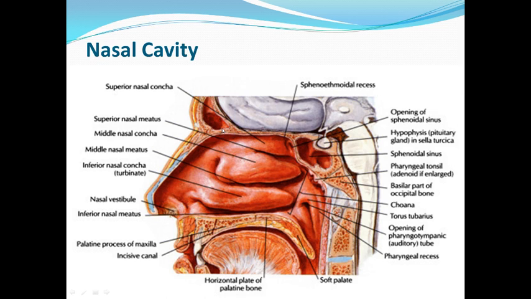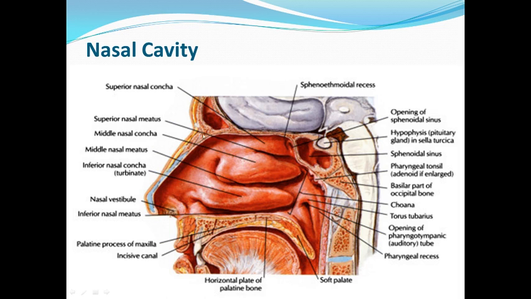The middle horizontal part of the roof of the nasal cavity is formed by the cribriform plate of the ethmoid bone, which forms the horizontal part of the roof of the nasal cavity.